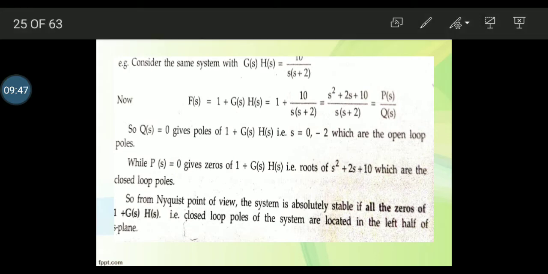Then from the Nyquist plot point of view, the system is absolutely stable if all the zeros of 1 plus G(s)H(s), that is the closed loop poles of the system, are located in the left half of the s plane. The closed loop poles, which are nothing but the zeros of 1 plus G(s)H(s), are located in the left half of the s plane, then the system is absolutely stable.